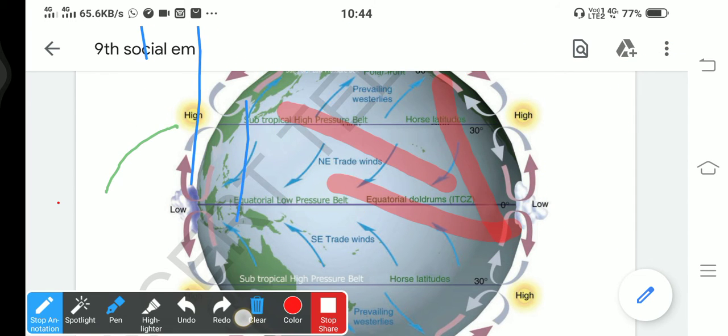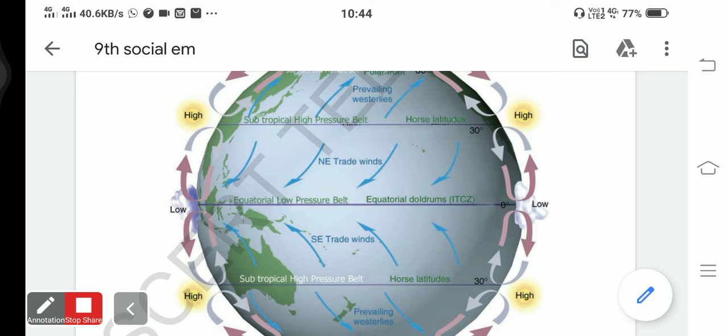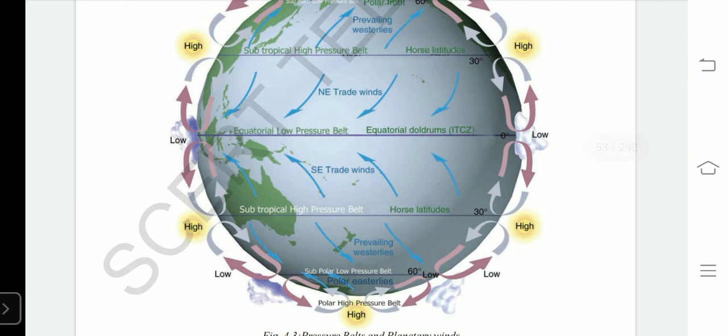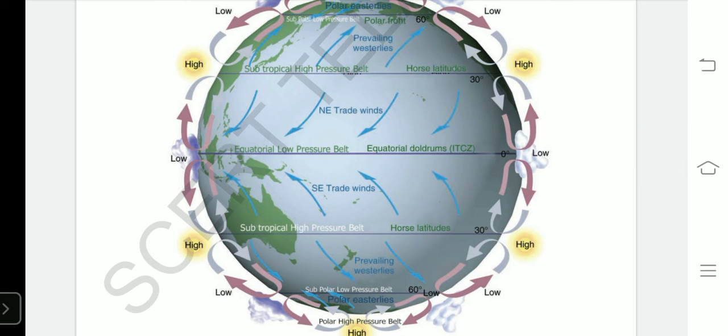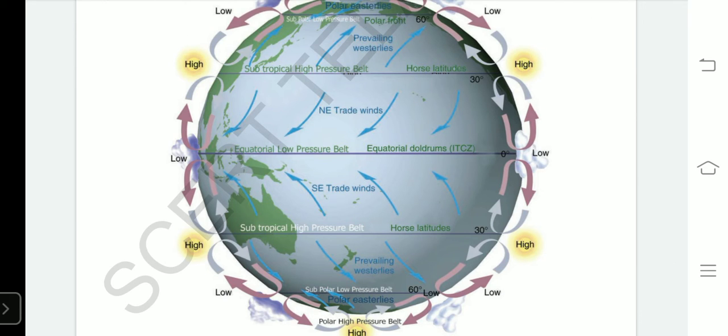When the cool air is descending at the equator, warm air from the equator will not allow it to descend. So the cool air which is descending at the equator is pushed towards the subtropical high pressure belt, towards the north and the subtropical high pressure belt of the southern hemisphere. Both sides of the equator we see subtropical high pressure belts. Understand? So when the cool air is pushed to the subtropical high pressure belt, already air pressure is high at the subtropical high pressure belt, so that we call it a high pressure belt.